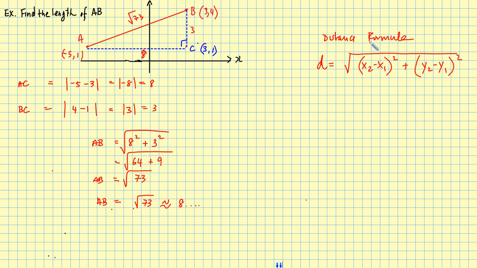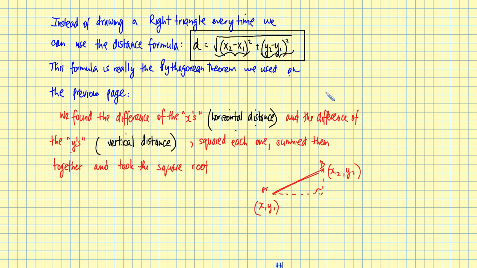Now, let's take a look at another example with the formula. Instead of drawing a right angle triangle every time, we can use the distance formula. And the formula is really nothing more than the Pythagorean theorem that we used on the previous page. We found the difference of the x's, which was our horizontal distance, and we found the difference of the y's, which was our vertical distance. And what did we do with that? We squared each one of them, so we squared the horizontal distance and the vertical distance, added those together, and took the square root.